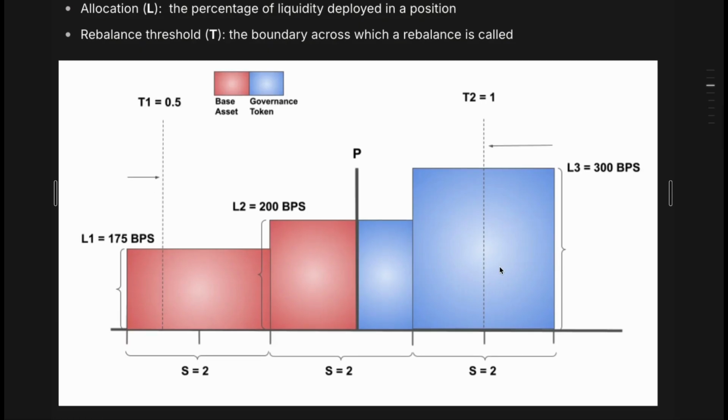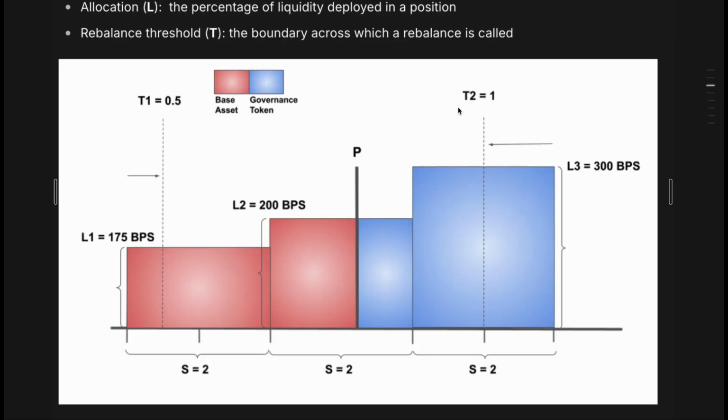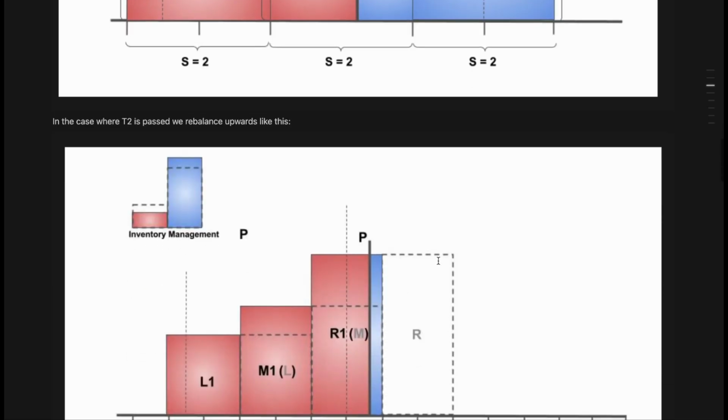Each one is bigger than the previous, and there are two threshold prices, T1 and T2. When either of those threshold prices is passed, a rebalancing action is taken and the threshold prices are moved again. So let's explore what happens when we pass T2.